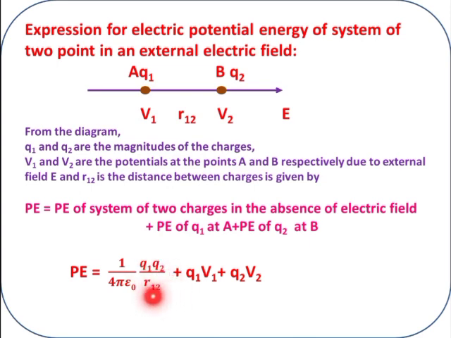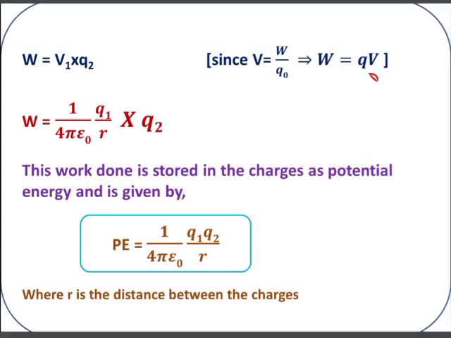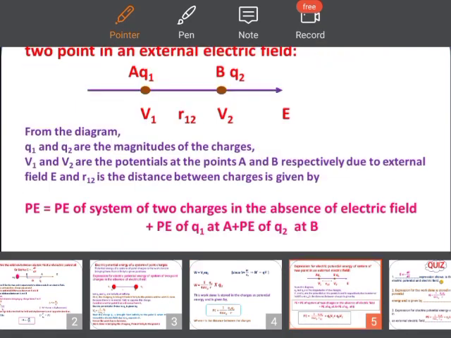So here I mentioned R12. This is in the absence of electric field, as we already discussed. This is the potential energy of the system of two charges in the absence of electric field. This is the expression, and the same expression I am going to substitute in the next derivation, that is, PE of the system of two charges in the absence of electric field.